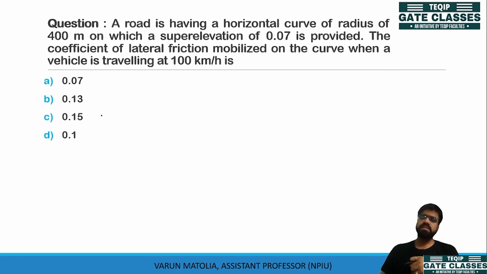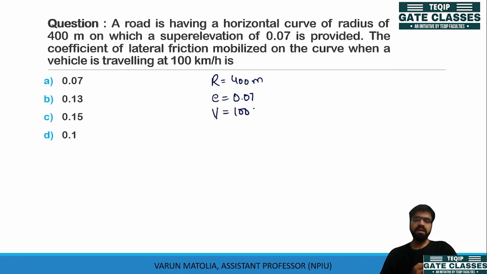This next question says a road is having a horizontal curve of radius 400 meters, so radius is given as 400 meters, on which a super elevation of 0.07 is provided. The e value is the maximum value for plain terrain. The coefficient of lateral friction mobilized on the curve when a vehicle is traveling at a velocity of 100 kmph. What is asked?